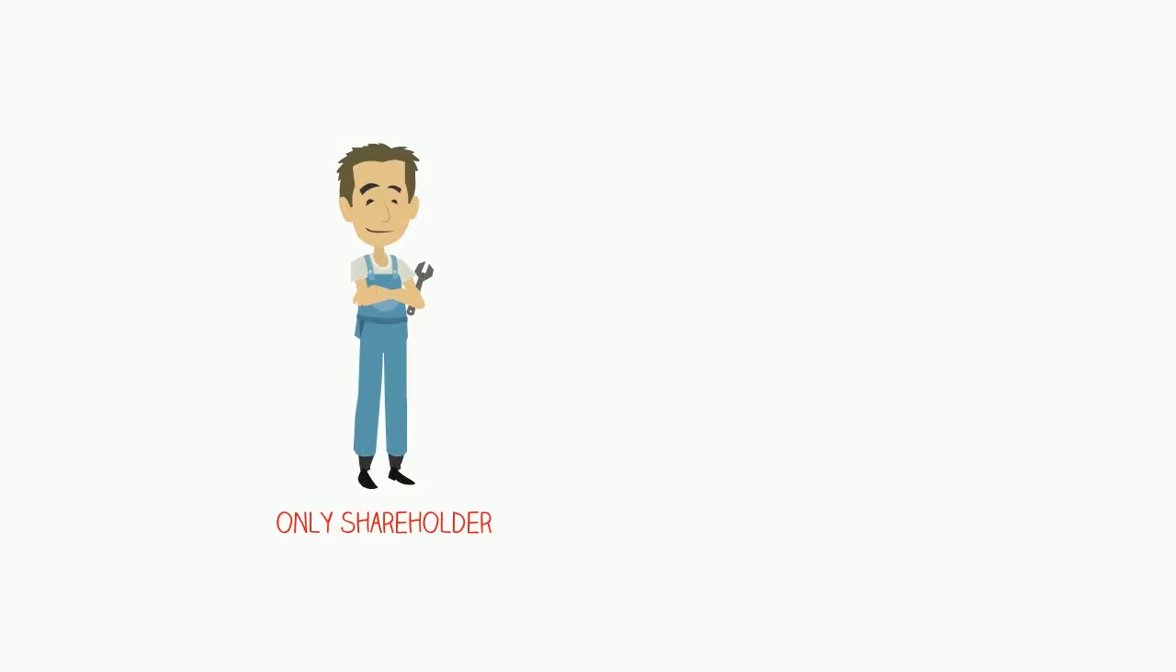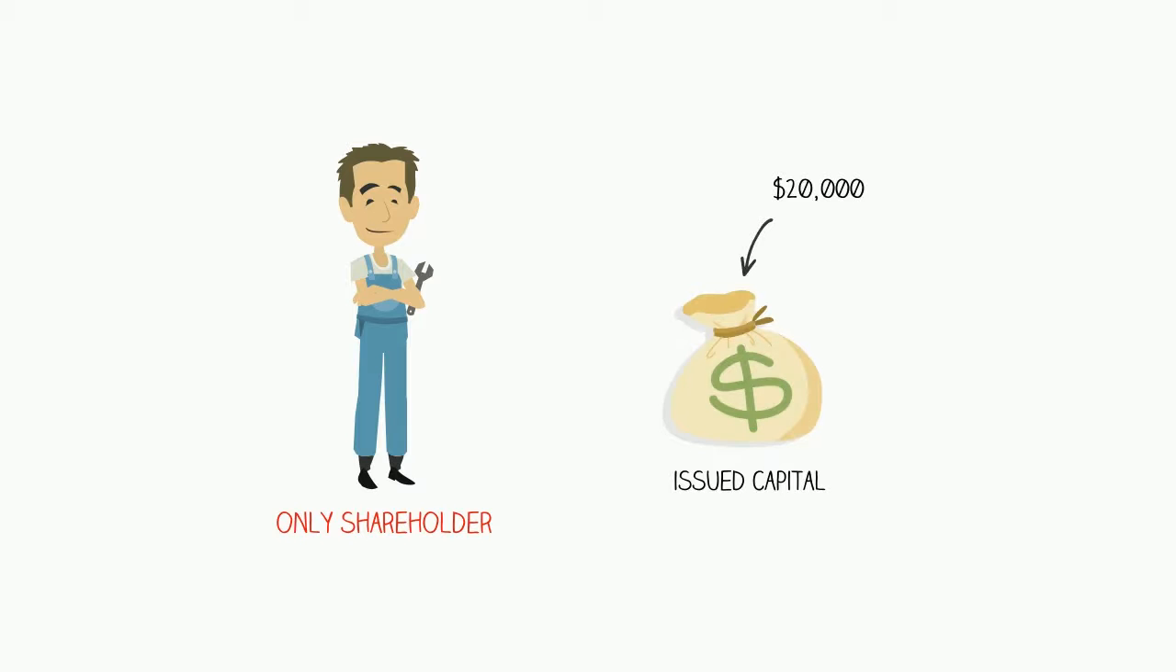Finally, let's have a look at equity. Tom is the only shareholder in the business and has contributed some of his own savings into the business over the last few years. This amount is called issued capital.